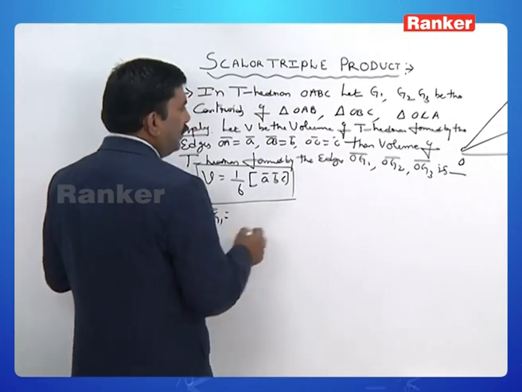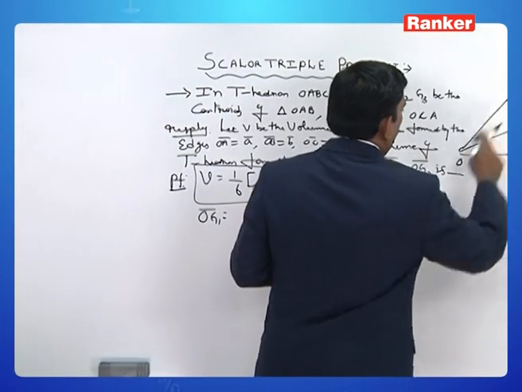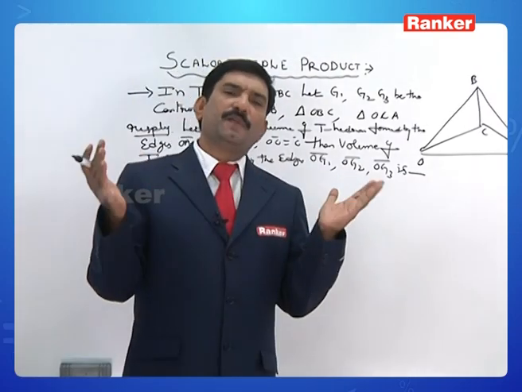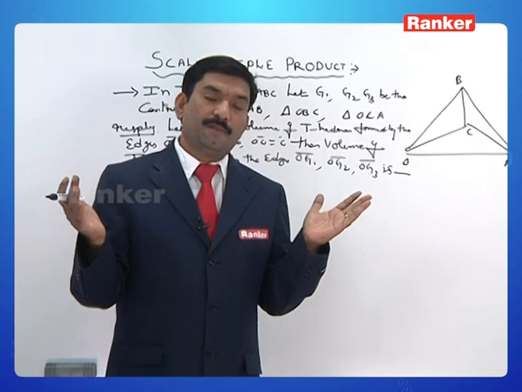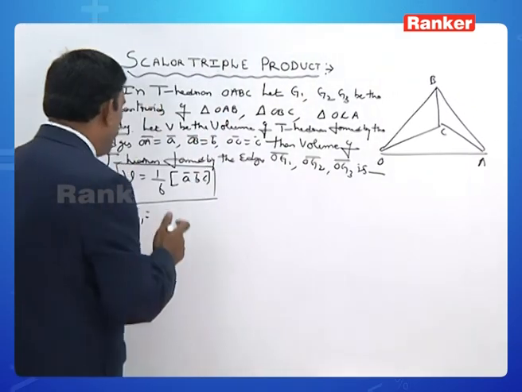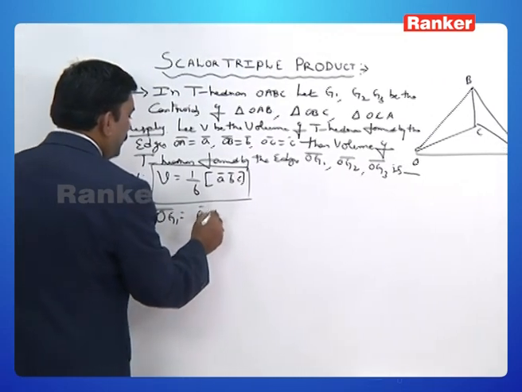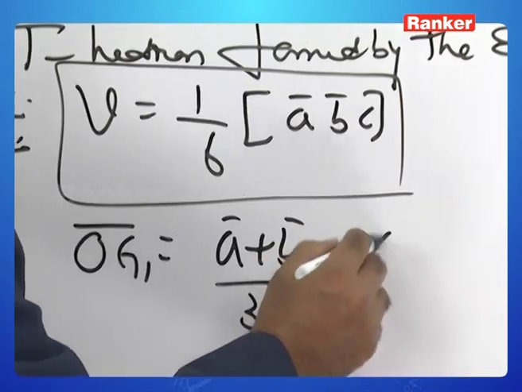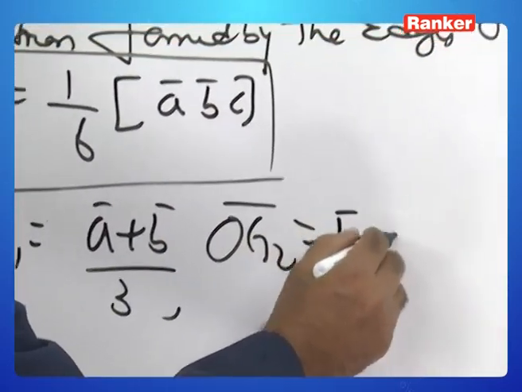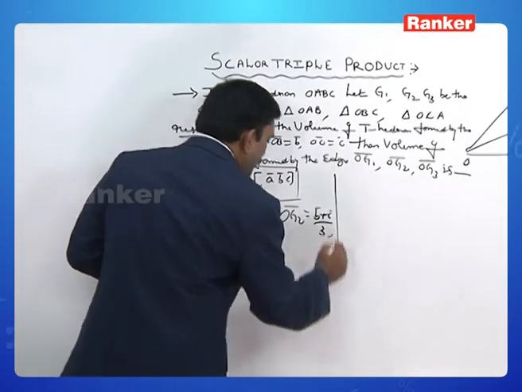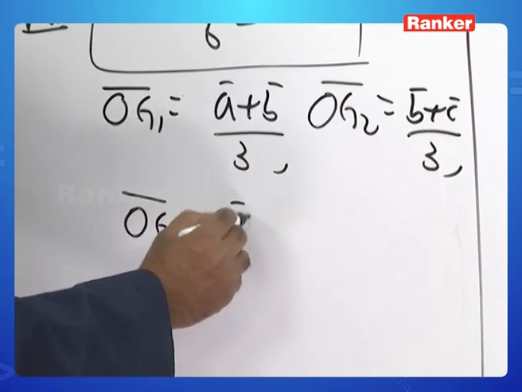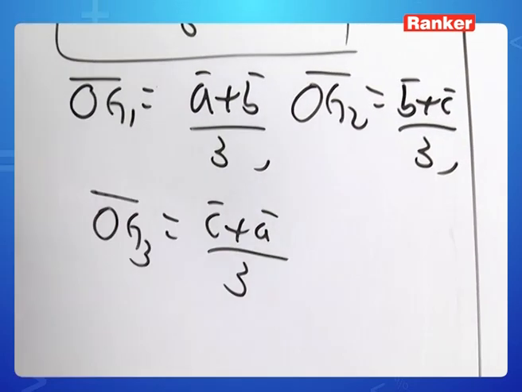So therefore, now I can write first OG1 bar is equal to, in this case, for a triangle OAB, what is the centroid? Centroid is equal to A bar plus B bar plus C bar by 3. But whereas in OAB, A position vector is given, B is given. So therefore, I can write A bar plus B bar by 3. Similarly, OG2 is for OBC. I can write B bar plus C bar by 3. In the same fashion, I can also write OG3 bar is equal to C bar plus A bar by 3.